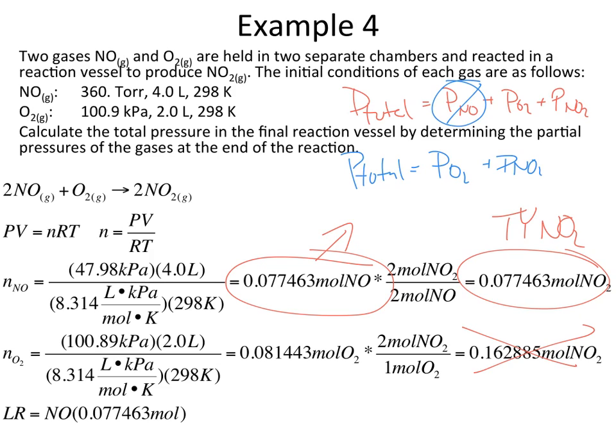Now, why O2? Well, remember, it's the reagent in excess. It didn't actually get completely used up. So what we need to do is our final total, which is what we're being asked for in the question, the total pressure in the final reaction vessel. Our P total is going to be equal to the pressure created by the oxygen molecules and the pressure created by the NO2 molecules. Now, if oxygen is not the limiting reagent, that means it's the excess reagent. So we have to figure out how many moles of oxygen are remaining or left over after the reaction has happened.